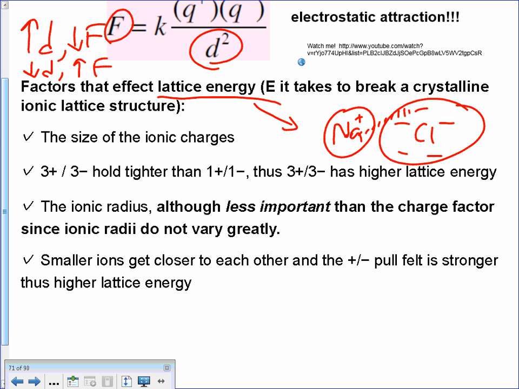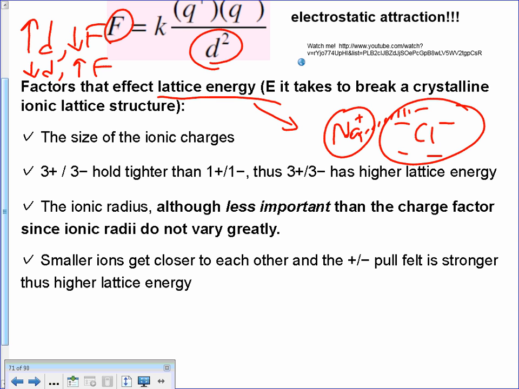Yeah, good point. Okay, so the lattice energy is the energy that's holding, or the energy that it takes to break this crystalline structure apart. So it is usually an endothermic process. The energy to break it apart requires energy, so it's an endothermic process. But there are various variables that do affect the amount of energy you put into it.